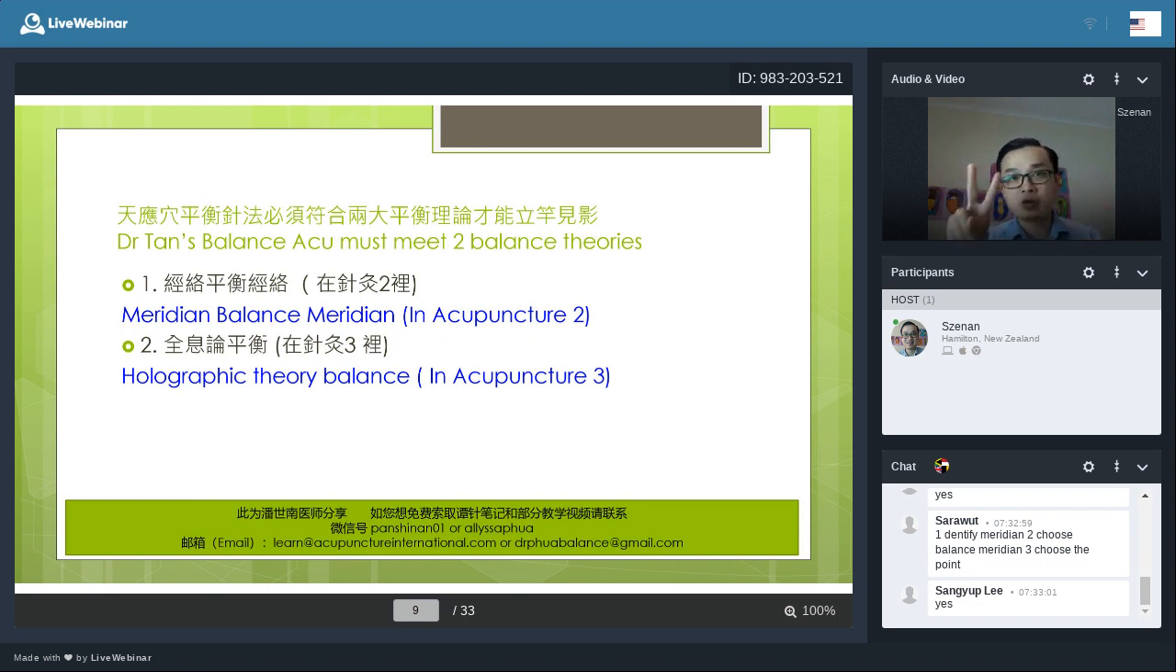This is acupuncture 2, step 2. This is how you get your balance meridian, treating meridian. And then holographic theory balance is the second theory used in Dr. Tan's balance method. This is in step 3, which is when you choose the point. You want to know where to needle, you need to apply holographic theory.